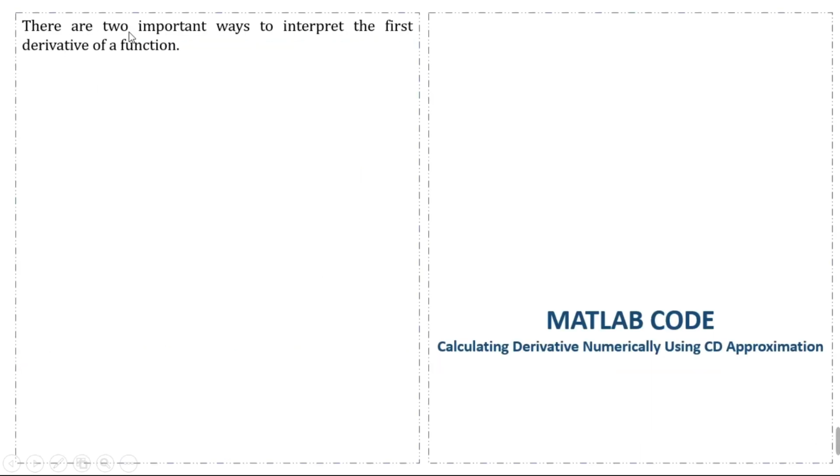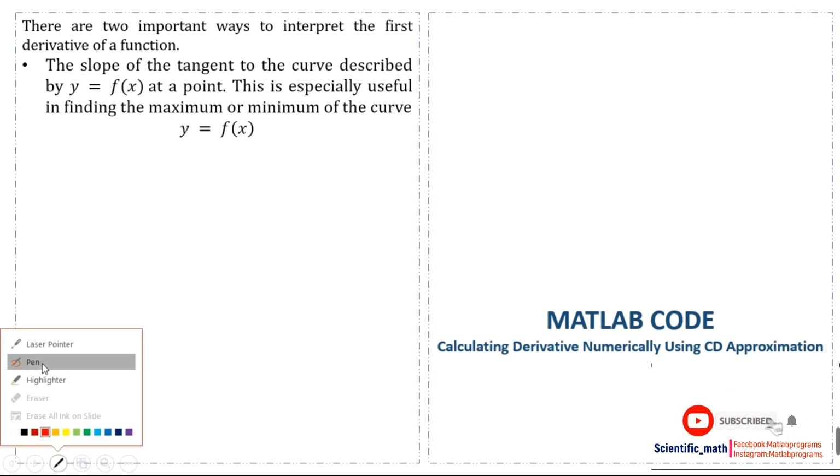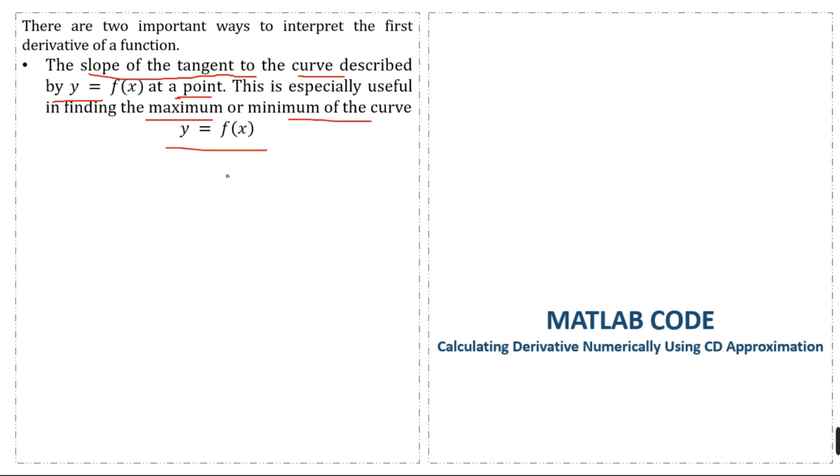Now there are two important ways to interpret the first derivative of the function. First, the slope of the tangent to the curve described by y equals f of x at a point, and this is especially used for finding the maximum or minimum of the curve y equals f of x. Since the slope, or the first derivative, must be 0 at those points for maximum and minimum.